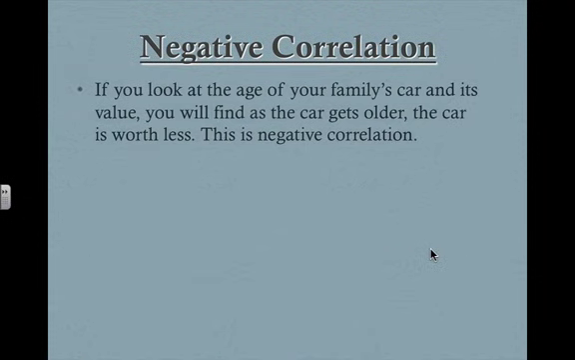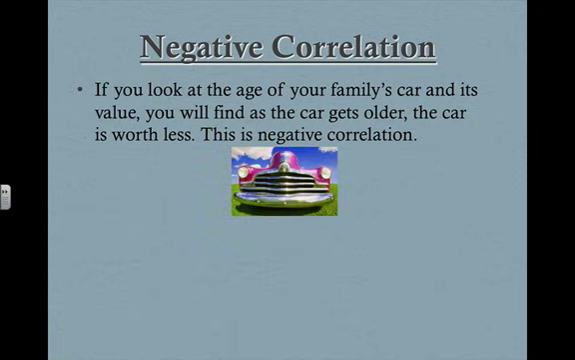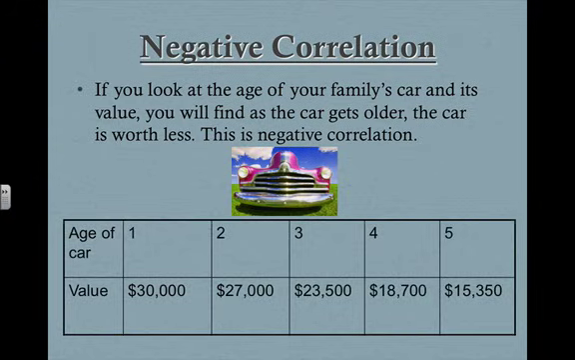So an example of negative correlation is if you buy a car, the older it gets, the value of it decreases. And so this would be an example of negative correlation. Early on, as a car is new, it's worth more. As it gets older, as the age of the car increases, the value of the car decreases. So this would be an example of negative correlation.